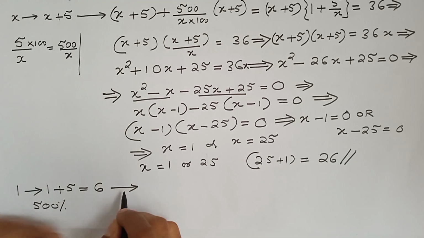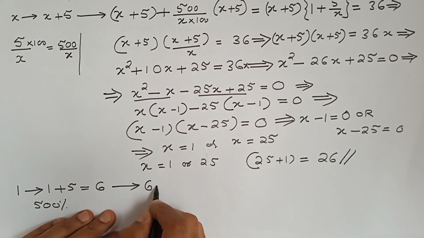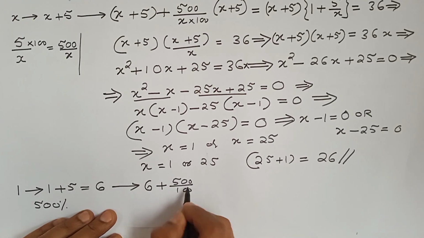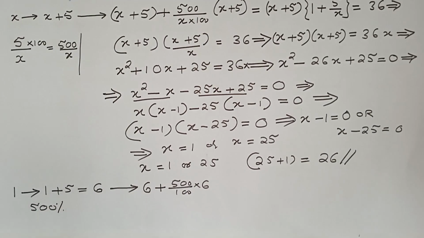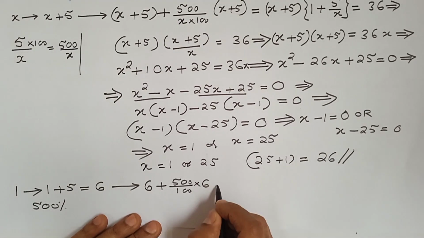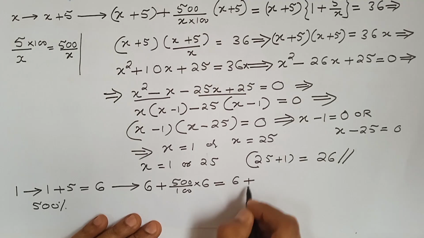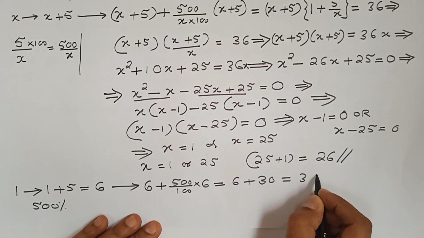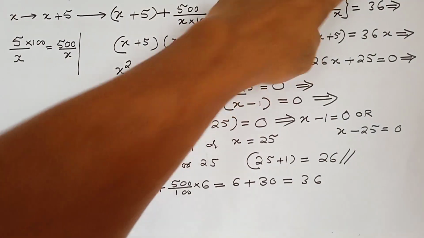Right? So 6 is to be increased by 500%. 500 into 6. This is the meaning of 6 being increased by 500%. And simplify this, what do you have? 6, this on simplification, 30. And that's the 36 given in the problem.